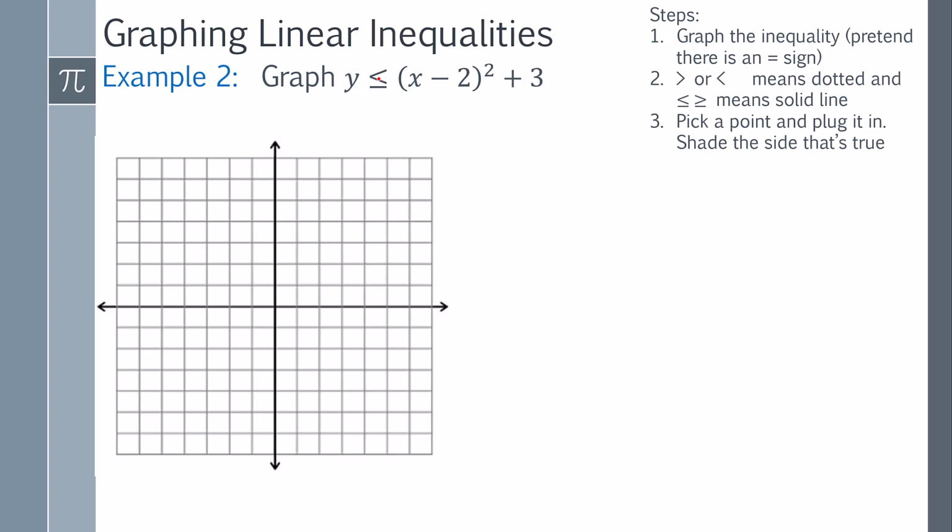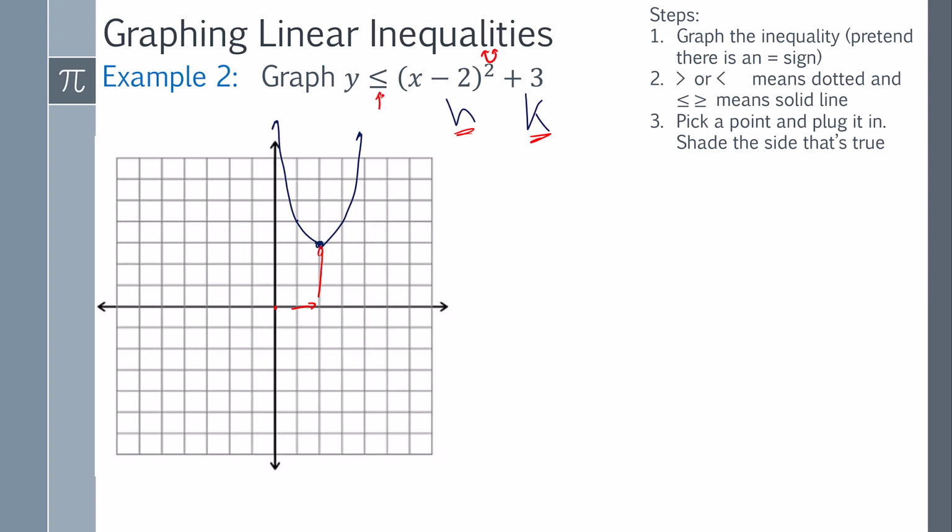This is y is less than or equal to x minus 2 squared plus 3. Now I have to think, what is my h? What is my k? This is a parabola, because it says squared, so I know it's a parabola. Here's my horizontal shift, here's my vertical shift. Normally it starts at 0, 0. Because of the horizontal shift, it's over 2. Because of the vertical shift, it's up 3. And so there's my parabola. Now notice it's solid because this is equal to.